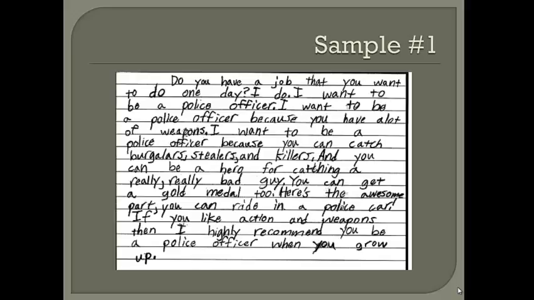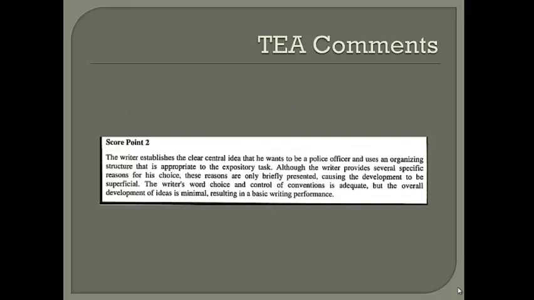they have a central idea. They know one thing that they'd like to be, and they explained why. Now the explanation needed more detail, but it was sufficient. They gave a little bit more detail: burglars, stealers, and killers. You can be a hero for catching a really, really bad guy. Now this needs more, but it's a basic writing sample. It's better than what we read before because we had a hard time following in the others when it was a score point 1.